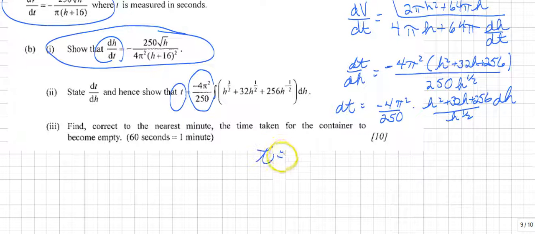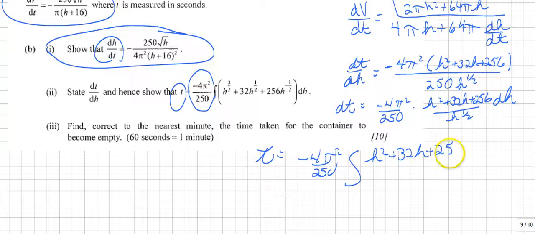If I integrate the right-hand side, I'm going to take a big integral, stick it in front, but I'm going to kick out that constant factor, negative 4 pi squared over 250 times the integral of h squared plus 32h plus 256. I guess I'll go ahead and write it. It's just time consuming, but I better not skip any steps. Over h to the 1/2, and then they don't want you to actually integrate this, which is nice. They just want you to make it look like their answer.